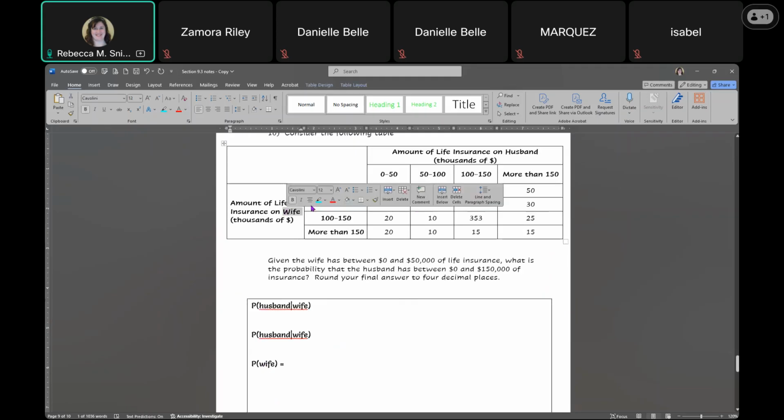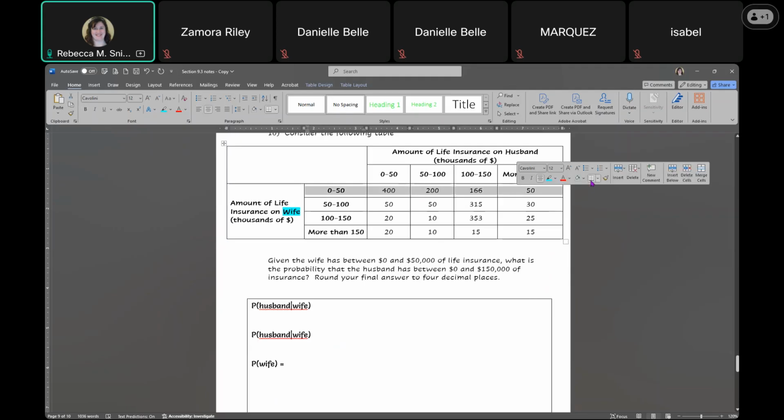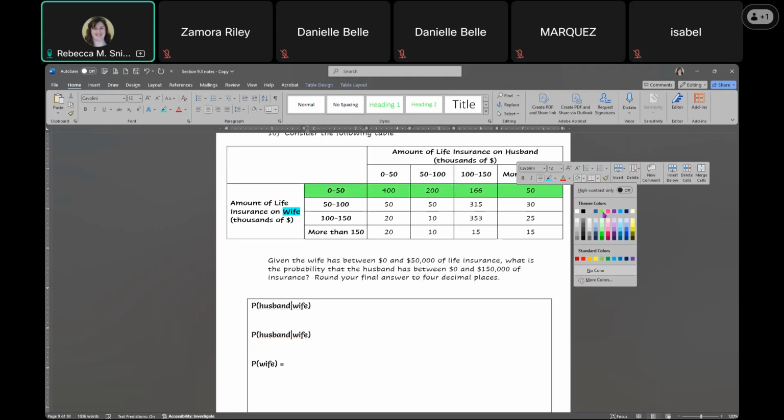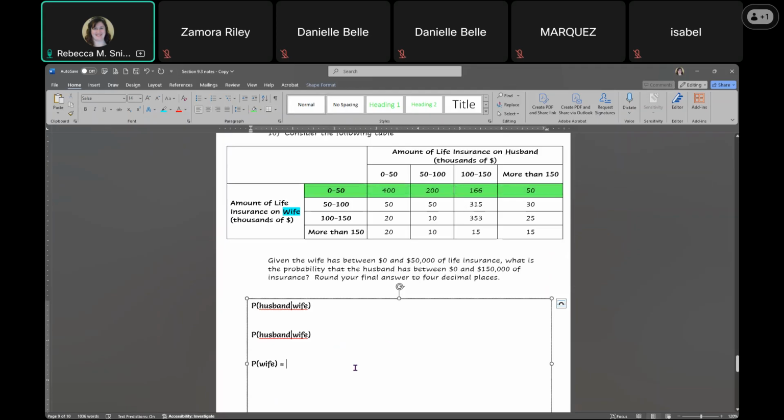The wife's insurance is right here on this side, and so we have this entire row that we are playing with. This is the row that we're going to look at for the wife's insurance. She's between 0 and 50,000. So in order to figure out her probability, we have to take that 400, add it to the 200, add it to the 166, and add it to the 50. This is going to give the wife 816 as her value.